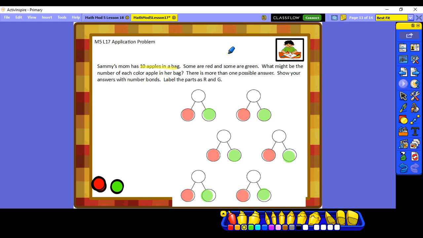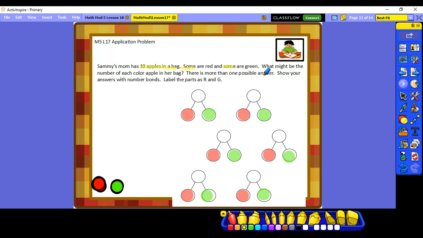Some are red and some are green. What did you hear? Some. What happens when I hear some? Yes, that means that you are the boss. What might be the number of each color in her bag? There is more than one possible answer.